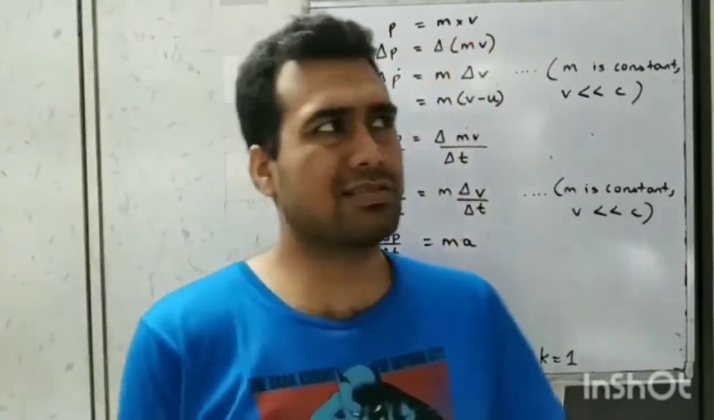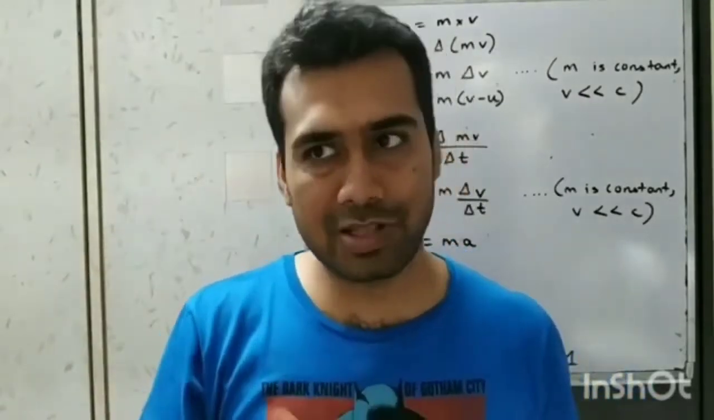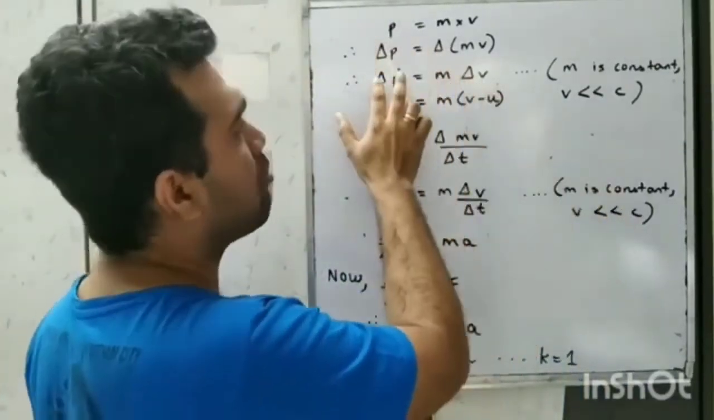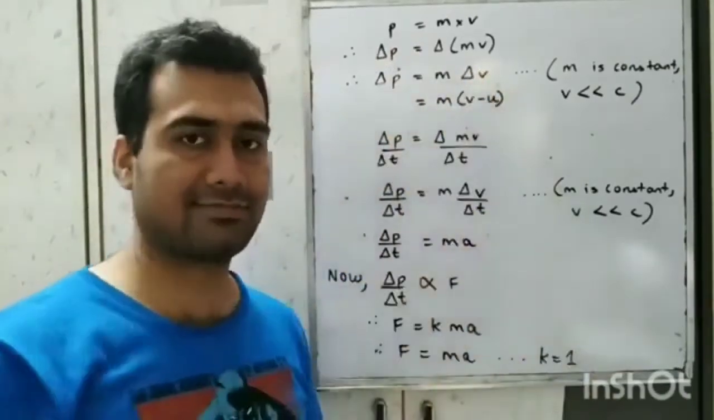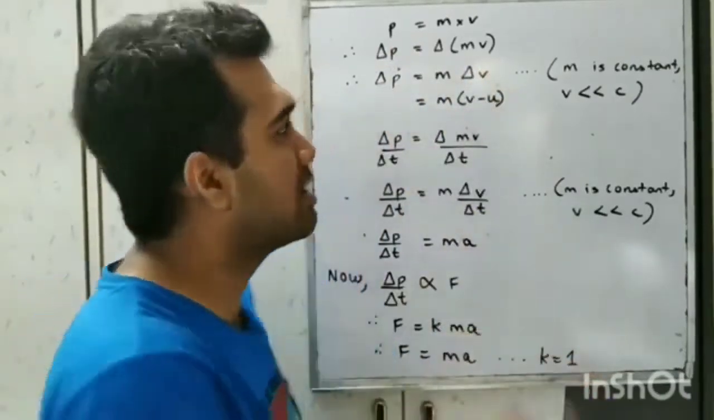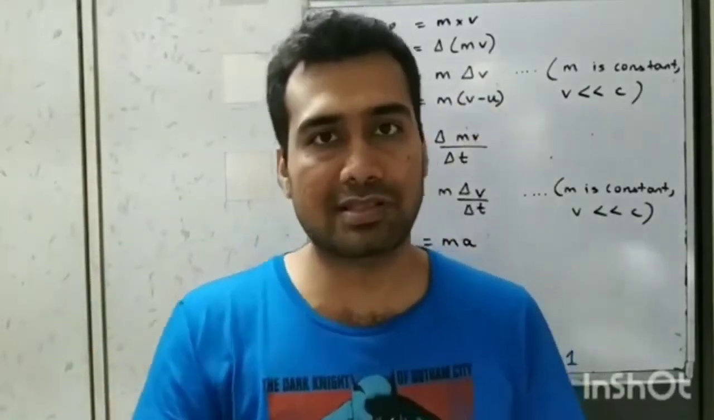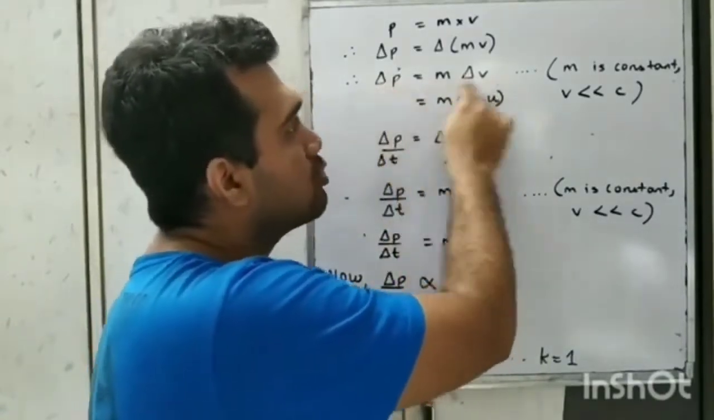Now, mass is constant, right? I mean, when you accelerate your car, the mass of the car doesn't increase, only the velocity increases. So mass is constant. So we can say that change in momentum is equal to the mass into change in velocity, which could also be written as mass into V minus U. V minus U is change in velocity, final velocity minus initial velocity. So we can write it in either form. However, when is this true?